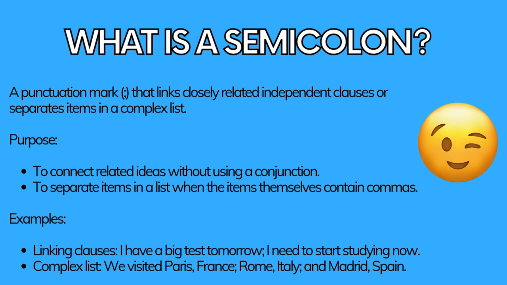So, a semicolon is a piece of punctuation that looks like a winky eye, and it's used to link closely related independent clauses or to separate items in a complex list. So, two different uses for this piece of punctuation. For example, linking closely related clauses: I have a big test tomorrow; I need to start studying now. The semicolon replaces a conjunction and creates a connection between the two ideas.